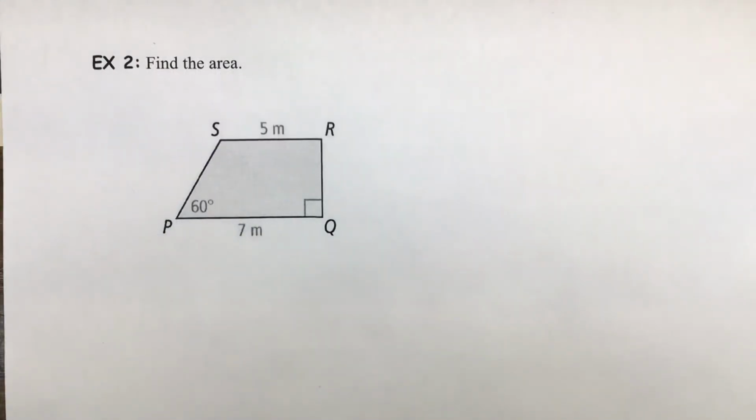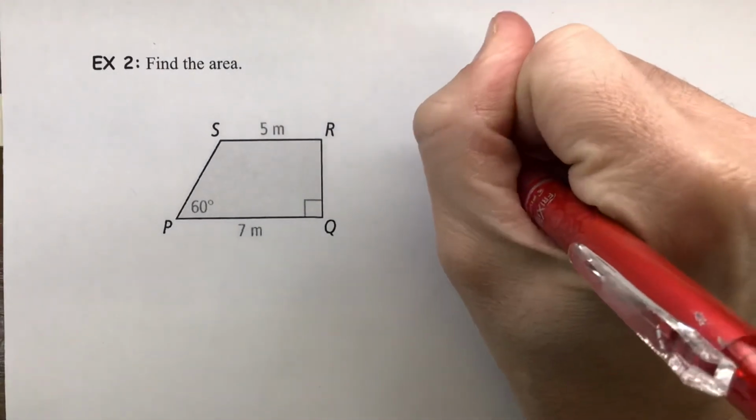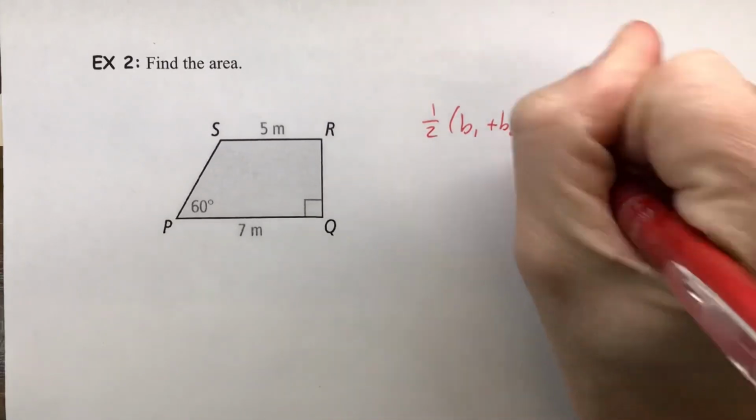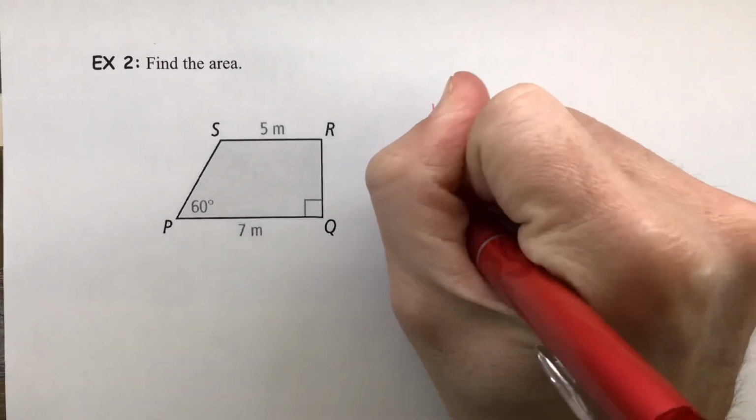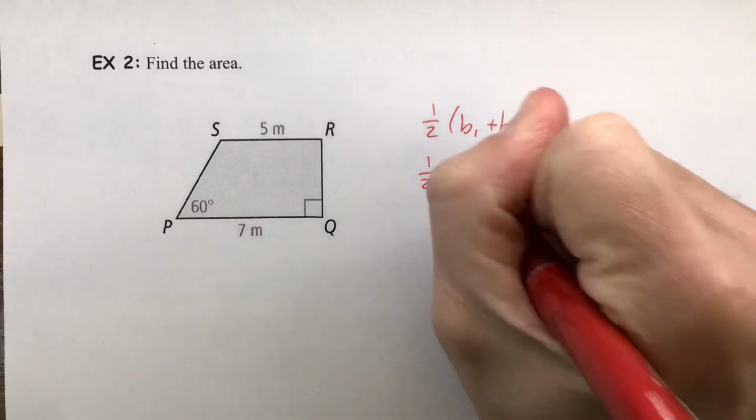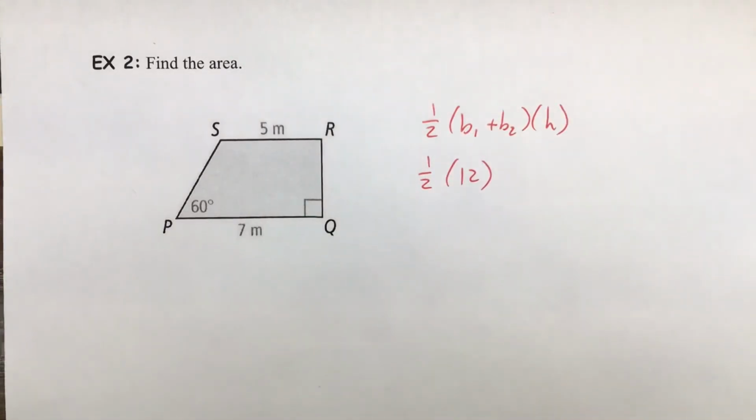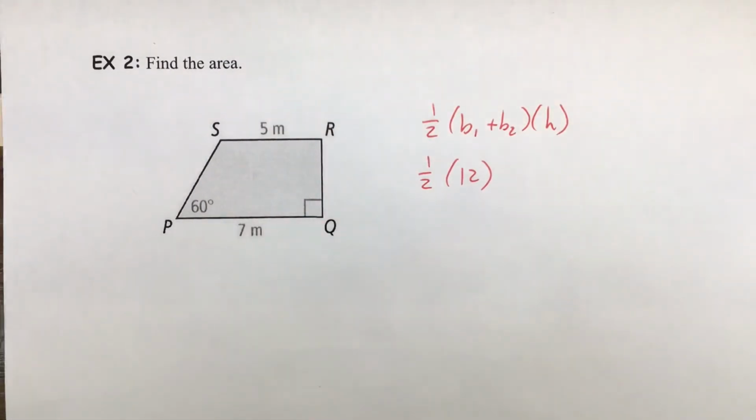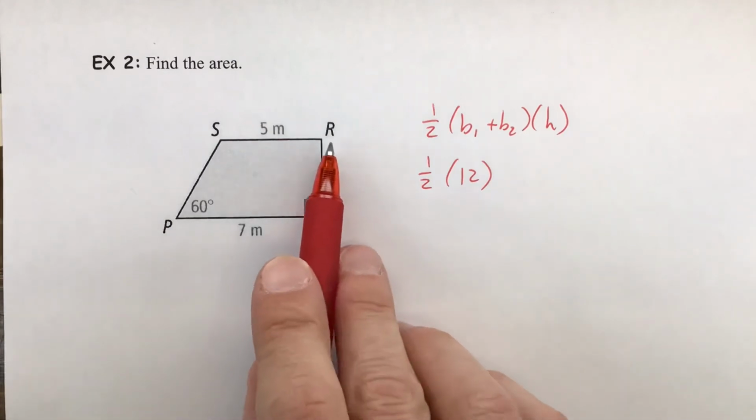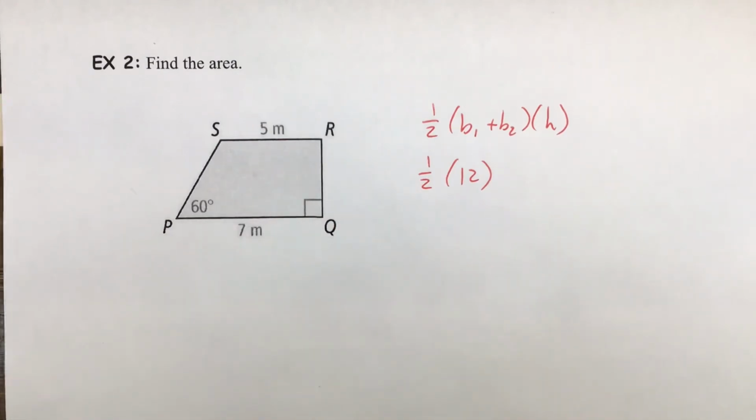All right, for example 2, we're going to calculate the area of a trapezoid. The area formula is 1/2 the sum of the bases times the height. We've got a 5 and we've got the 7, our bases. So that's going to be 1/2, 5 plus 7, which we can just call 12. The height is not there. We don't know the distance from R to Q, which would be the perpendicular to the bases. But we do have one other piece of information, which is that 60-degree angle. So how can we use that to figure out the length of RQ? Because once we get that, we can then just put that number here and wrap this whole thing up.